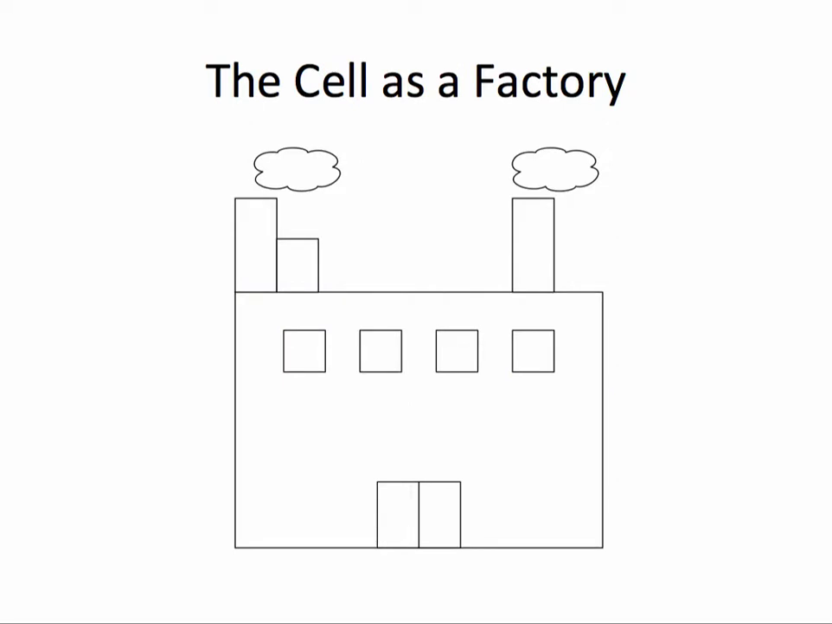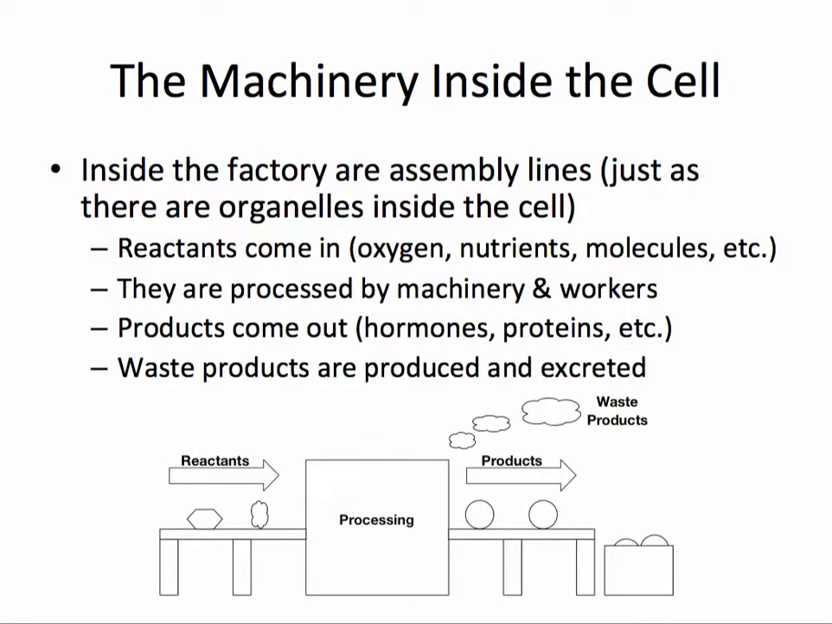We will begin, as all things do, on the cellular level. For the purpose of this content, imagine the cell as a factory. Consider what a factory does and how it works. Inside the factory are assembly lines, just as there are organelles inside the cell. Reactants come in, for example, oxygen, nutrients, molecules, etc.